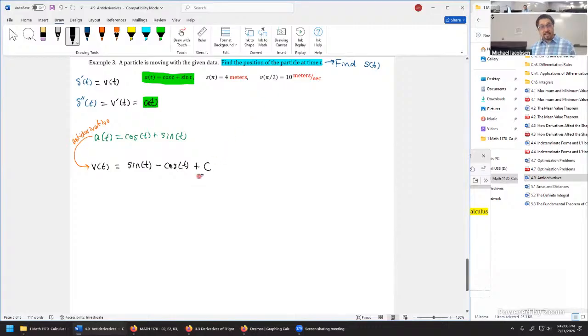So that's our first layer down. We need to solve for the constant c using that information above. Any questions before we solve for the constant?